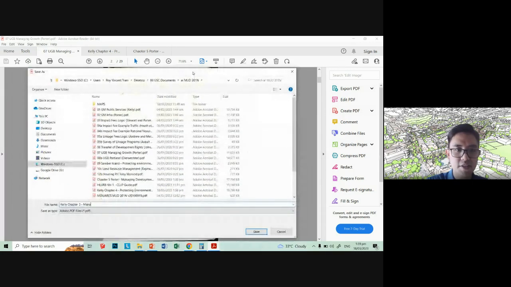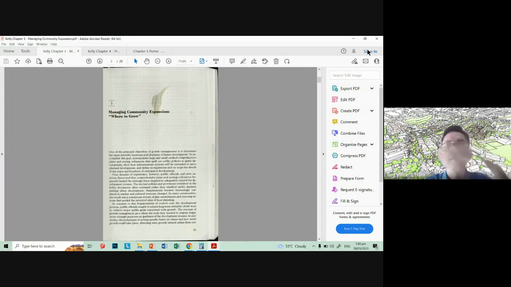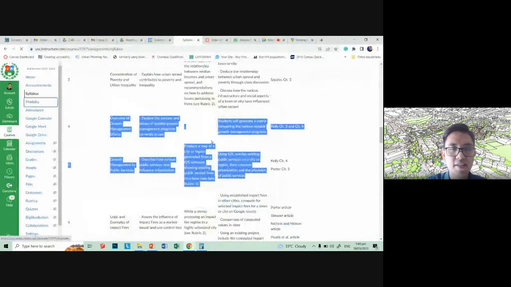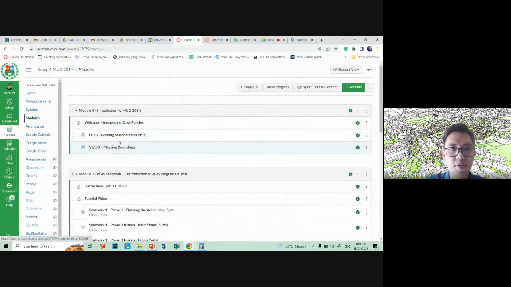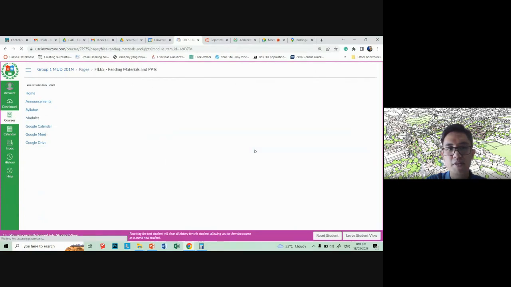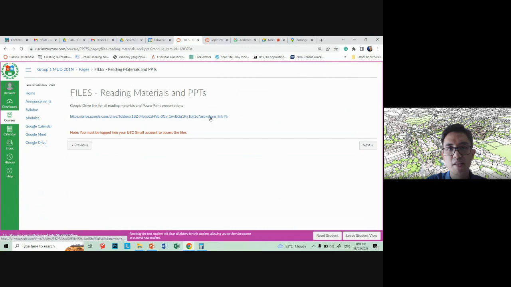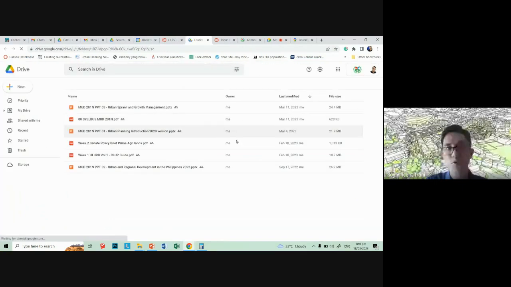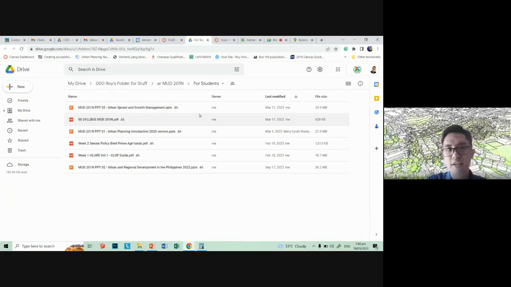Managing community expansion. Let me put this into our Google Drive, which again, just to make sure everyone has access to it, it's in module 0. So it will look like this on your screen. In files, reading materials, and PPTs. Make sure to log into your USC Gmail account, so you can get in here. So that's basically our assignment.